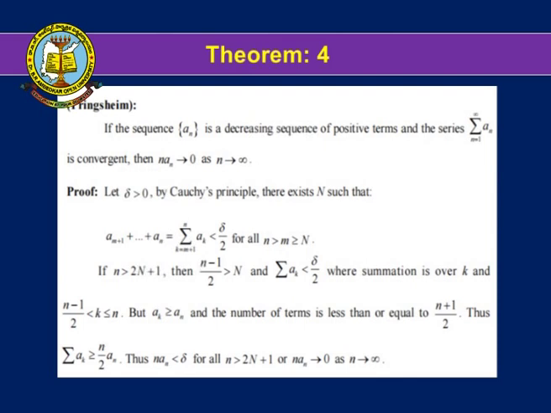So a_k is greater than or equal to a_n, and the number of the terms is greater than or equal to (n plus 1) by 2. Thus sigma a_k is greater than or equal to n by 2 times a_n. Thus it is clear that n a_n also tends to 0 as n tends to infinity. Hence it is concluded that whenever the sequence is a decreasing sequence of positive terms, the series sigma n equal to 1 to infinity a_n is convergent, and n a_n tends to 0 as n tends to infinity. This is called the Cauchy condensation theorem.